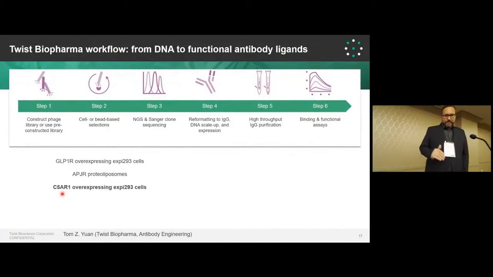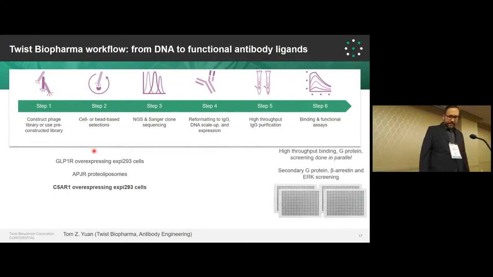Okay, this is a little more fleshed out. This is the C5a overexpressing cells. I took this through this high throughput screening and functional assays and brought it all the way to primary immune cells.